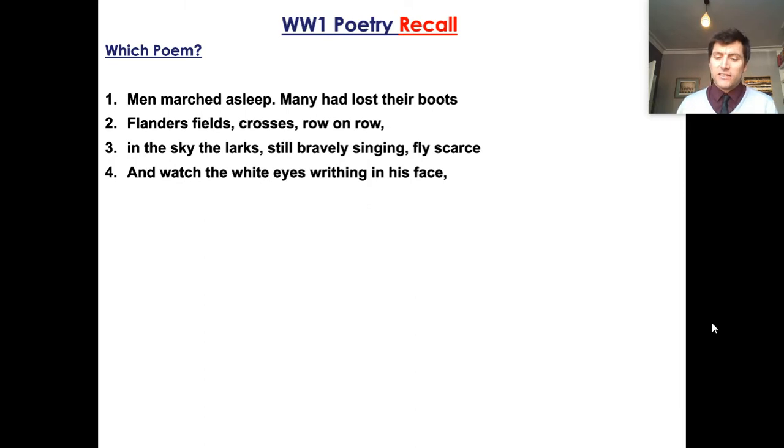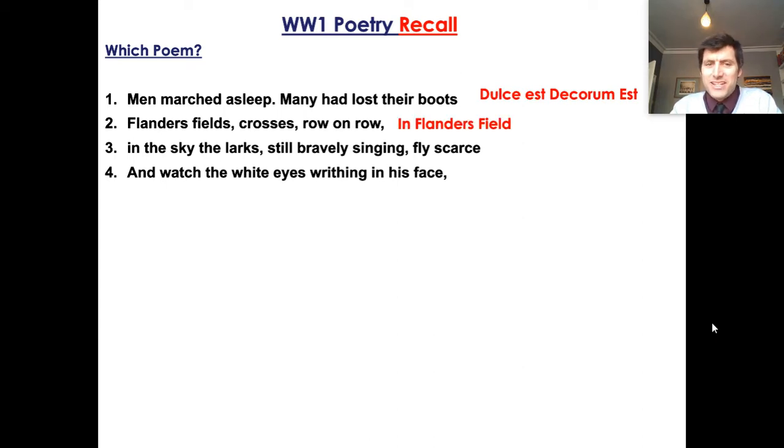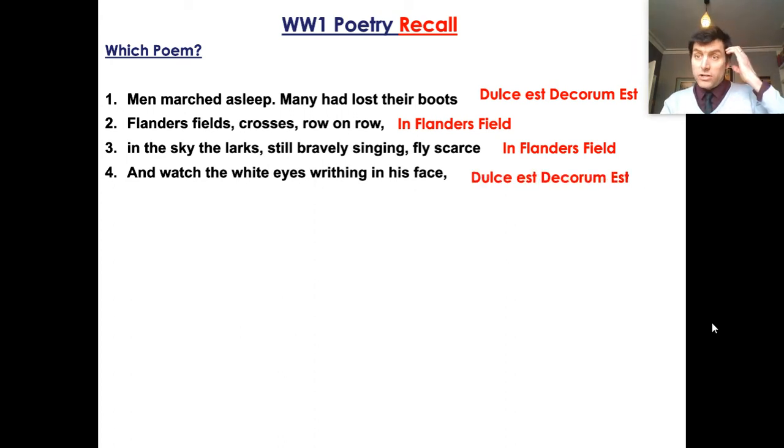There's a reason I've picked these four elements of these poems, and some of you, if you think back to our objective from the beginning of the session, might know what it is. But either way, can you identify which poems these are from? Number one, then, "men marched asleep, many had lost their boots", is from Dulce et Decorum Est. "Flanders Fields" is from In Flanders Fields. "In the sky the lark still bravely singing flies scarce" is from In Flanders Fields. And "watch the white eyes writhing in his face" is from Dulce et Decorum Est.